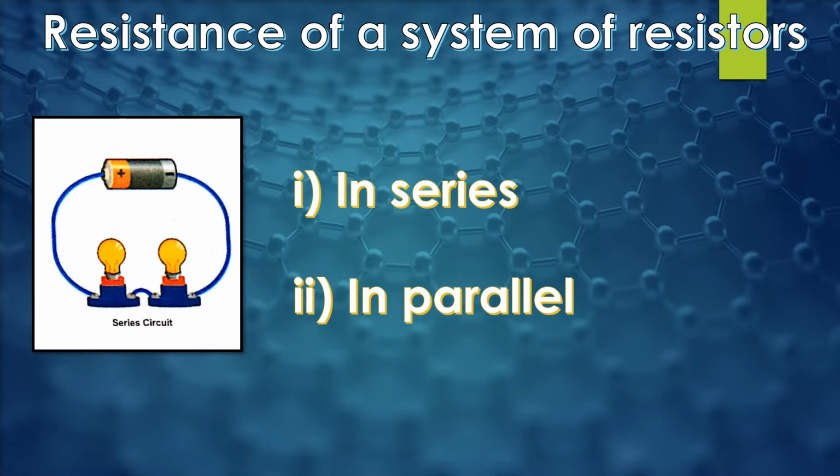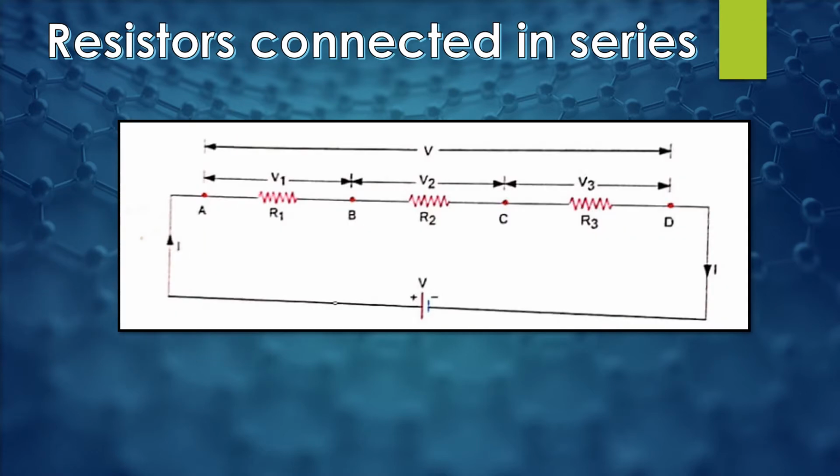In many electrical appliances such as radio, television and other similar things, it's usually necessary to combine two or more resistors to get the required current flowing through it. So, there are two types of combination of resistance, that is resistors in series and resistors in parallel. Let us learn in detail about resistors connected in series.